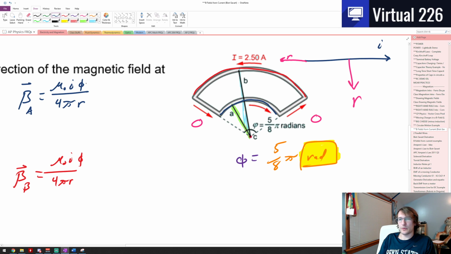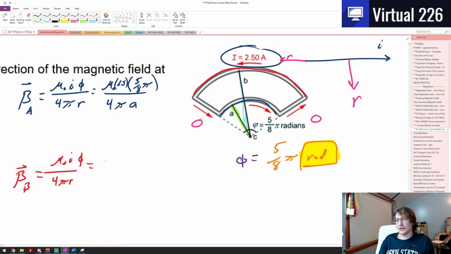So if we take a look at what these would be, we're just going to have mu naught, the current of 2.5 amps, which is constant for everything. So there's our current. Phi, which is 5/8 pi. So there's our 2.5 divided by 4 pi a. And if we do the same thing for B, it's the same equation, mu naught times 2.5, those are our currents, times the same angle, 5/8 pi radians, divided by 4 pi b.